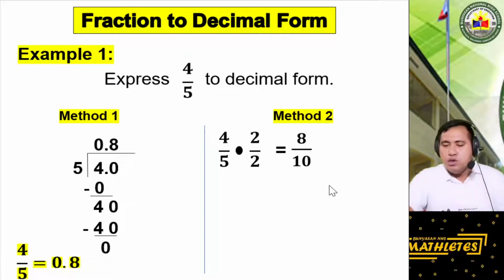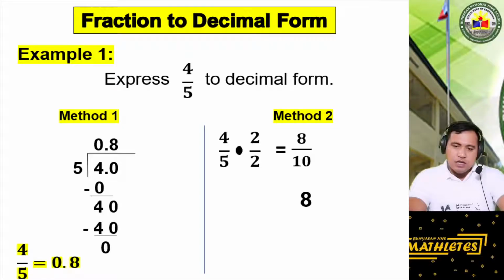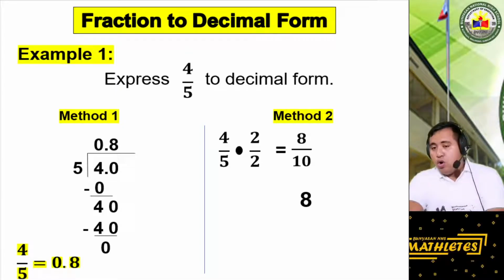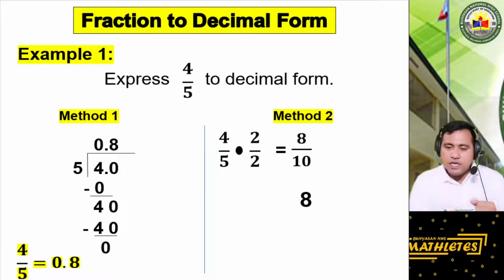Now, using the numerator, 8, kanang atong gamiton. We all know that all whole numbers have a decimal. The location of the decimal point is after the whole number.